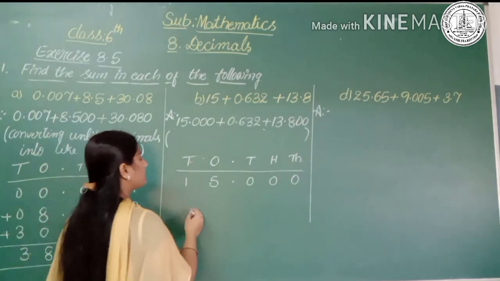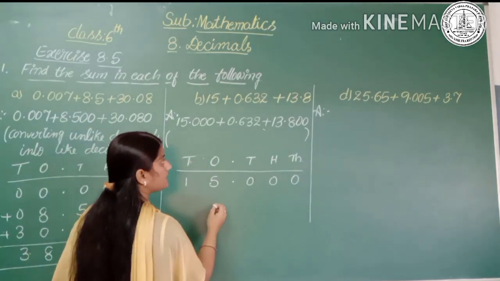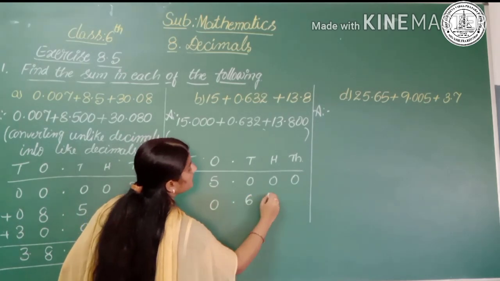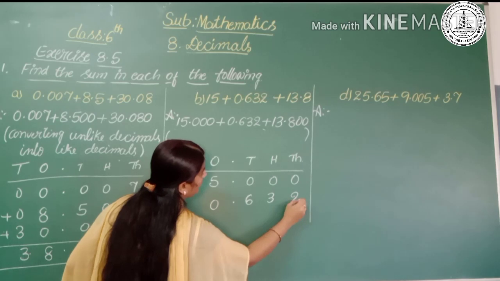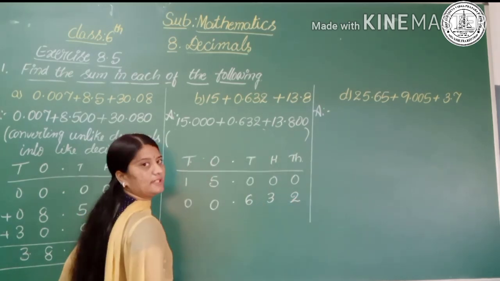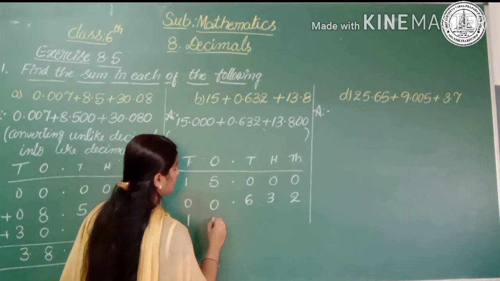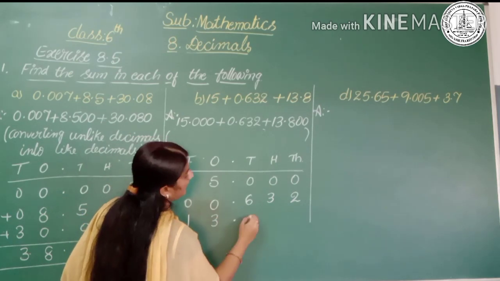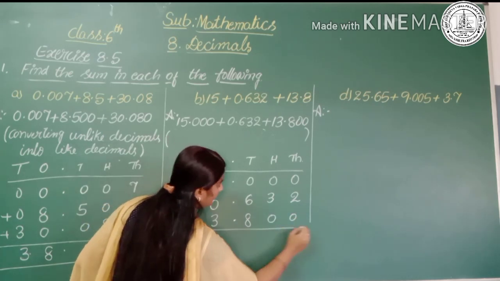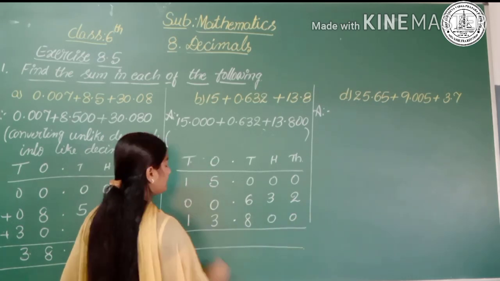Okay, the next number is 0.632. So 0 is in the ones place, 6 is in tens, 3 is in hundreds, and 2 is in thousands. Okay, then next 13.800. 1 is in tens, 3 is in ones, and 8 is in tens, 0, 0 in the hundreds and thousands places. Okay, yes, now add here.